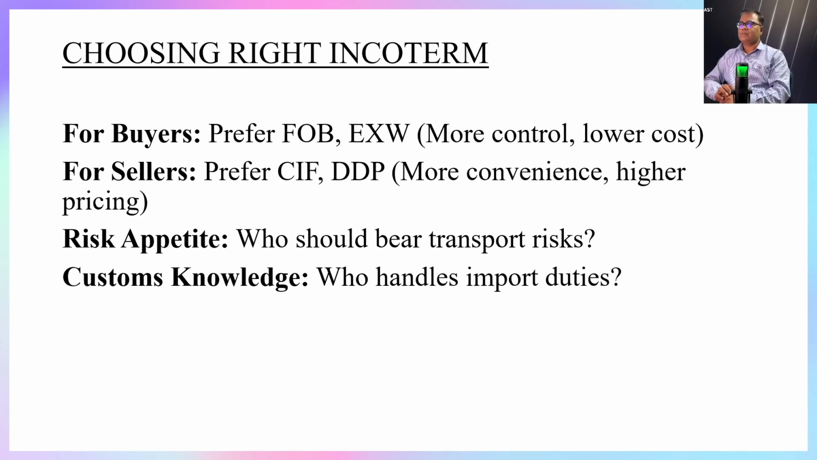Choosing the right Incoterms. Buyers generally prefer FOB (free on board) or EXW (Ex Works) for more control and lower cost. Some people have their own international supply chain or freight forwarding and consolidation agreements, so through their own channel of agreed partners, they move the consignment. So generally FOB, CIP, and EXW are used by them.